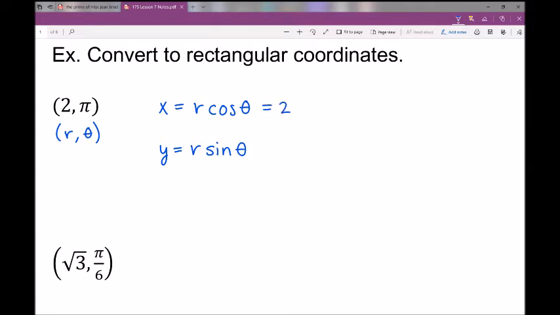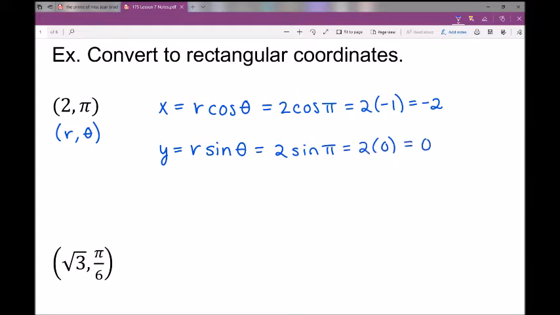So we get 2 times the cosine of pi, which is 2 times negative 1, which is negative 2. And for the y coordinate, we have 2 times the sine of pi, which is 2 times 0, which is just 0. So this has told us our x and y coordinates. The last thing we need to do is rewrite them as an ordered pair, and that's negative 2 comma 0. So the polar coordinate 2 comma pi becomes negative 2 comma 0.